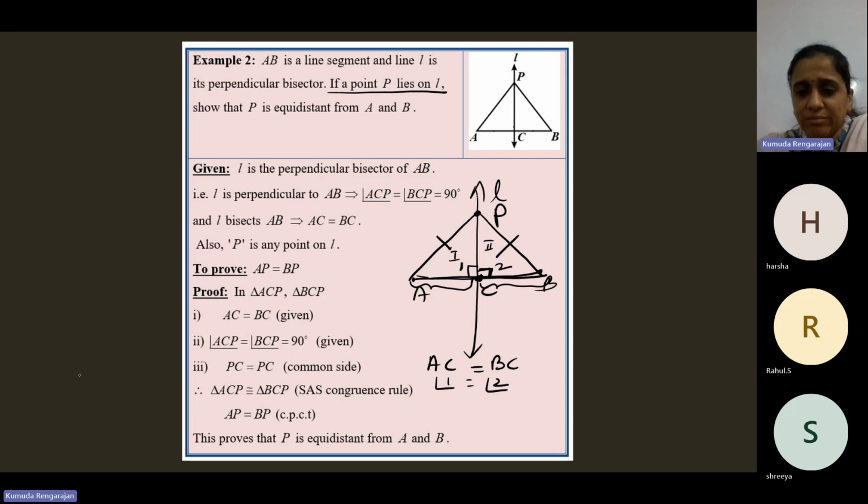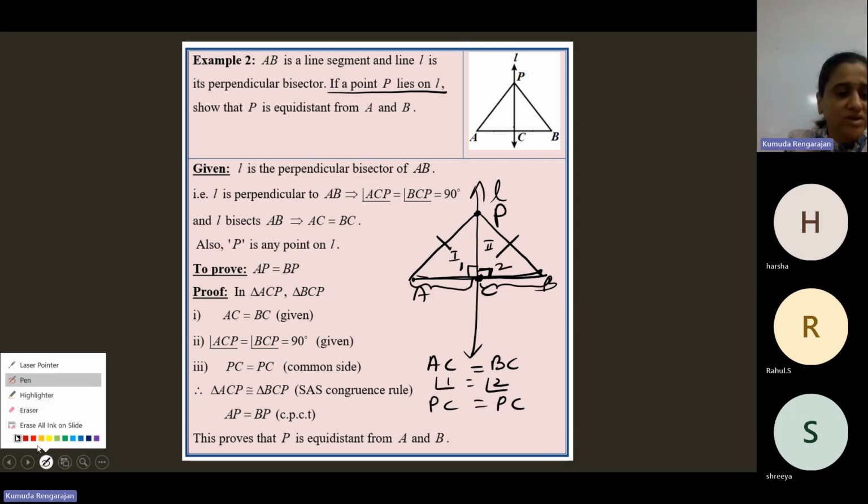Or you can name it like PCA is equal to PCB. Angle 1 is equal to angle 2 is equal to 90 degrees. Then you can see that PC is the common side. PC is equal to PC, common side. PC is a side common to both the triangles. So it'll be a line segment is equal to itself, right? Like 5 is equal to 5, 6 is equal to 6. Every line segment is equal to itself. So PC is equal to PC.